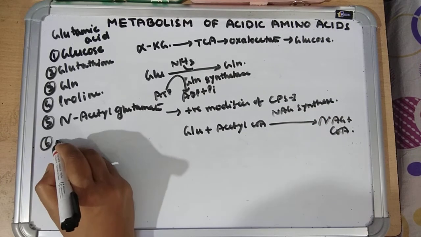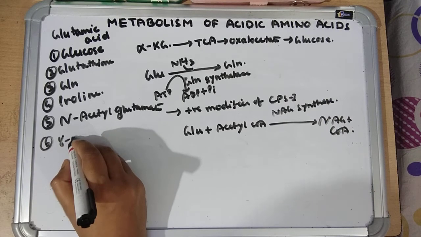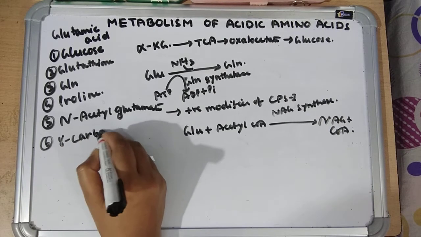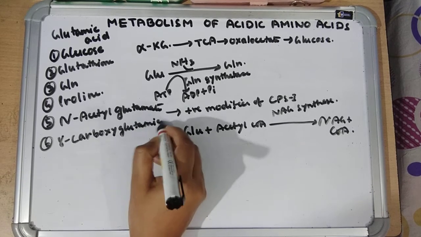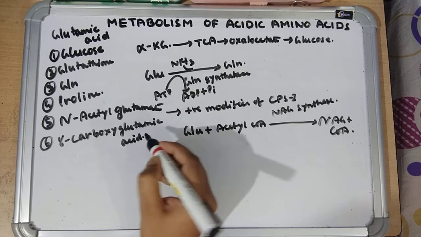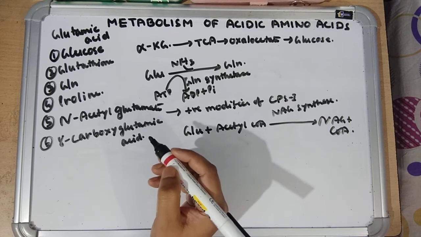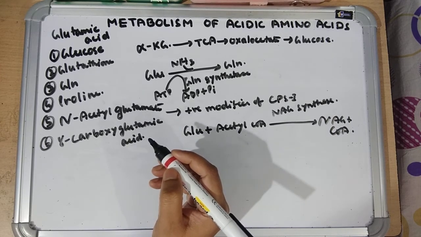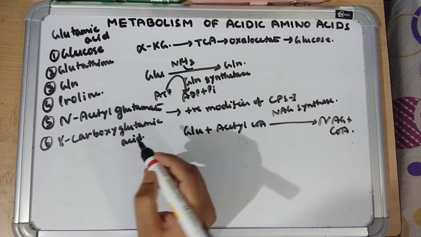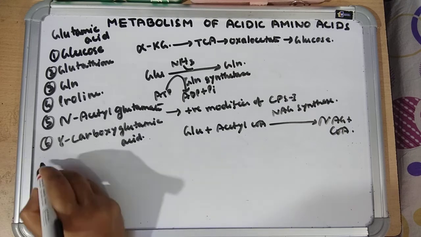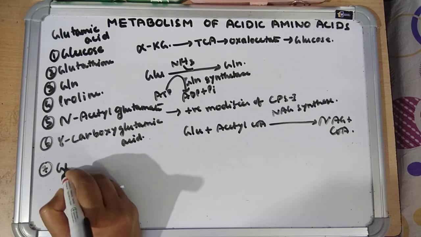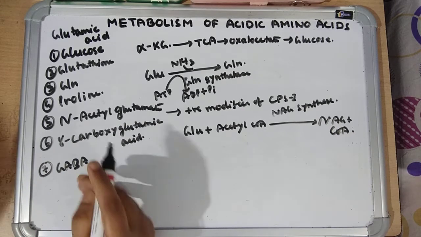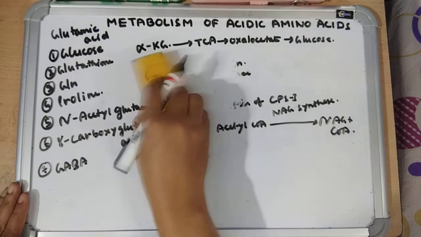Next is gamma carboxylation of glutamic acid. Gamma carboxy glutamic acid is a part of post-translational modification of the coagulation factors 2, 7, 9 and 10. This is helped by vitamin K, and it is important for blood coagulation. Number 7 is synthesis of the inhibitory neurotransmitter gamma aminobutyric acid or GABA.